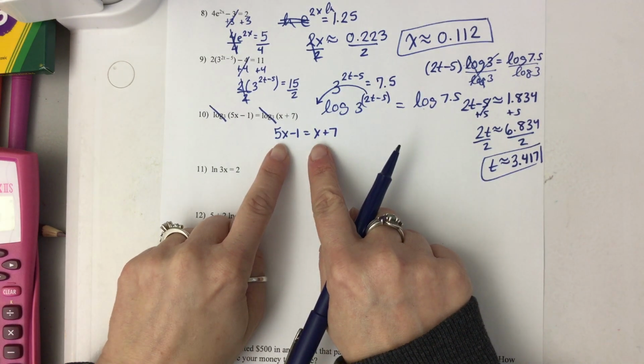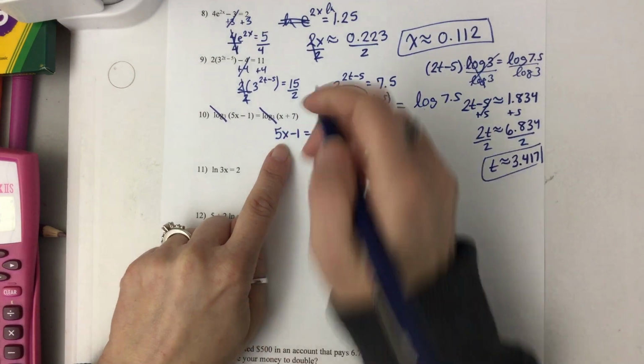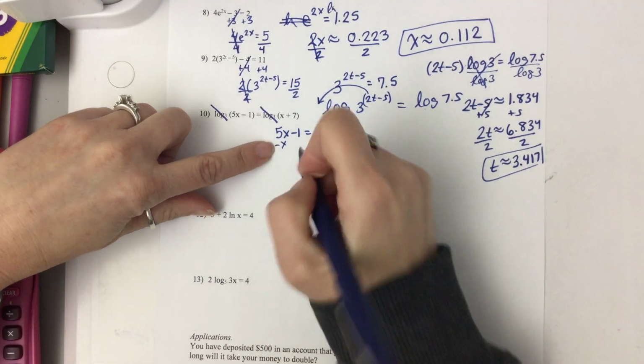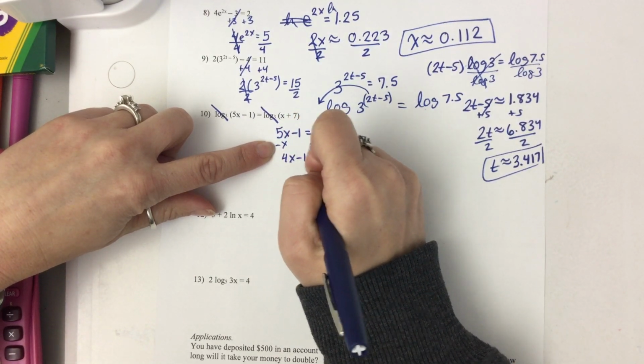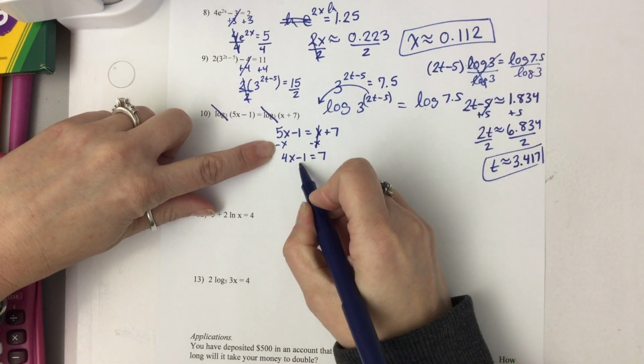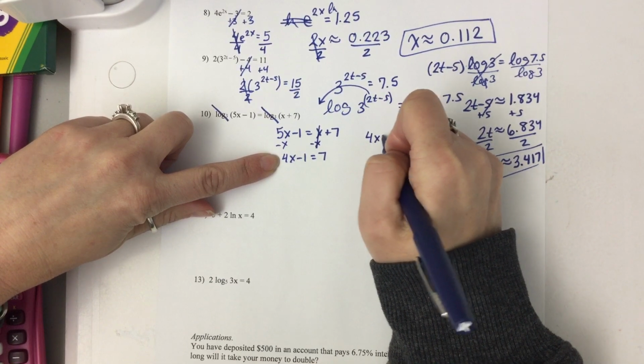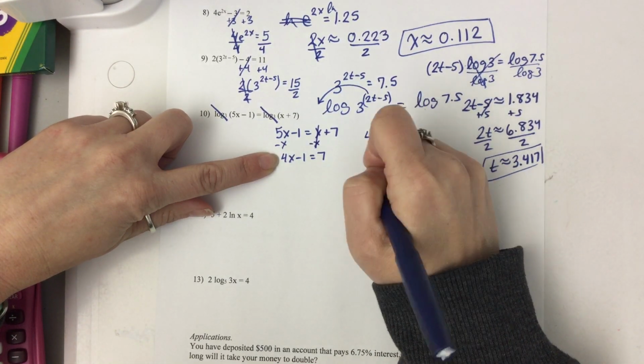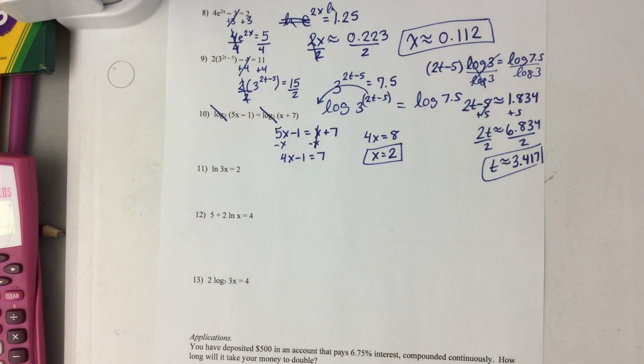In order to get x's all together on one side, if I minus 1x to each side, 5x minus x is 4x minus 1 equals 7. If I add 1, I would have 4x equals 8. Divide both sides by 4, and x equals 2.